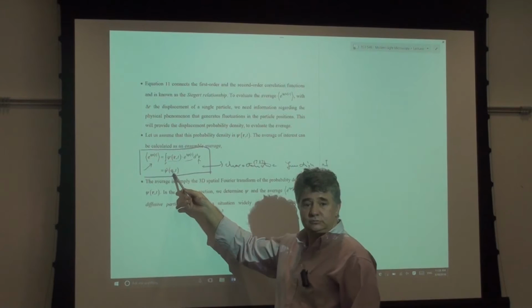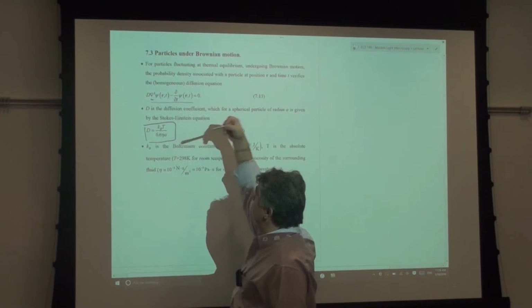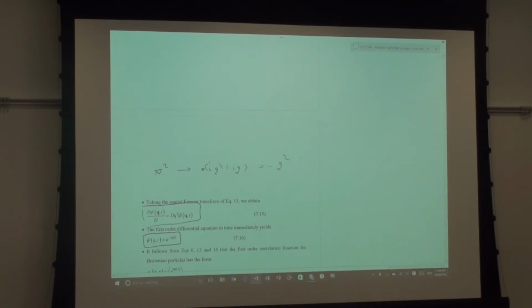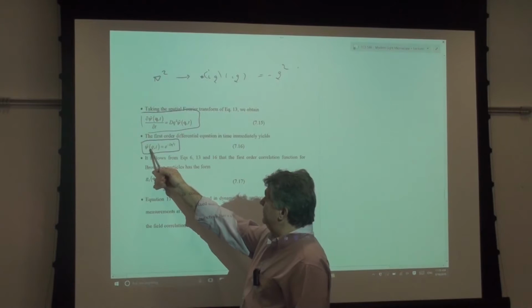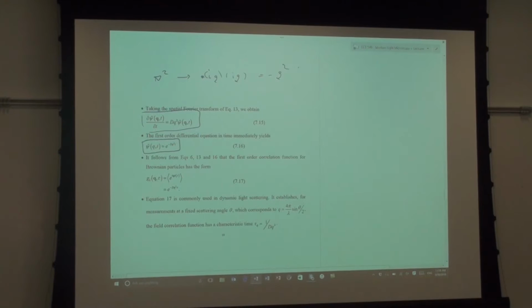How do I get to that? Well, I'm using the fact that the probability density psi of r is governed by the diffusion equation. Since I need it in the Q domain, I might as well take the Fourier transform of that. Once you did that, it immediately becomes clear that this psi is an exponential decay in time with the D and Q dependence, meaning this thing looks like e to the minus t over tau naught, where tau naught is 1 over dq squared.